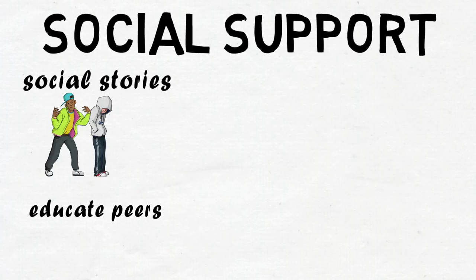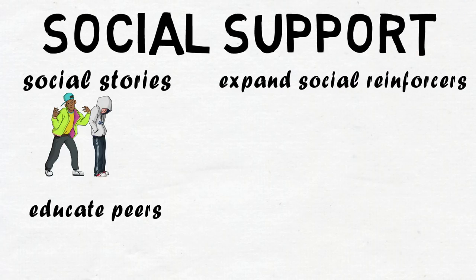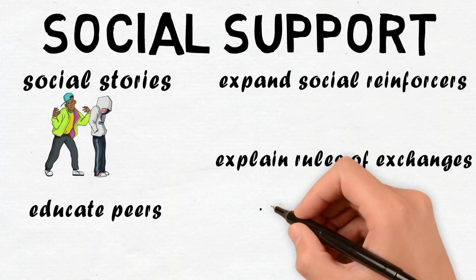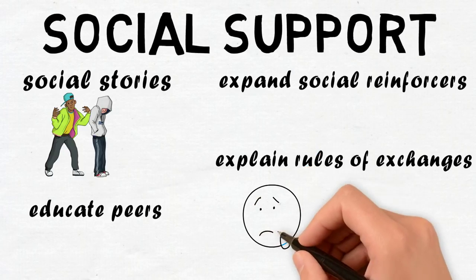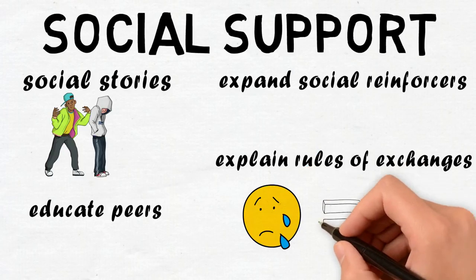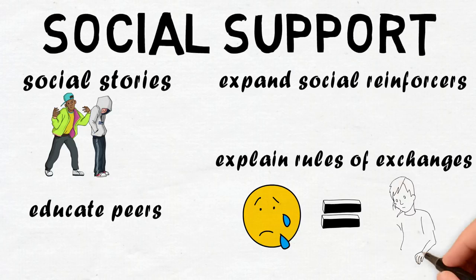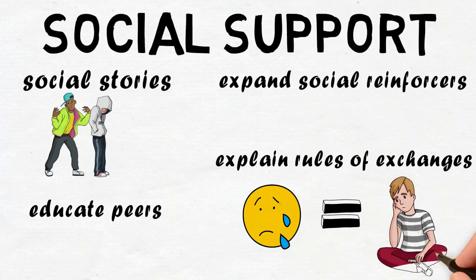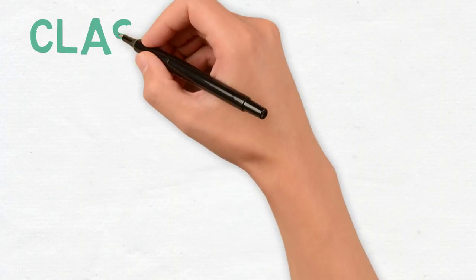Educate peers on what they might perceive as rude behaviors, as opposed to what the child with ASD is really trying to convey. Teachers should also work to expand social reinforcers and activities. Explain the rules of social exchange and work on labeling emotions. Teachers need to break down the components of the exchanges, rules, and emotions into verbal and nonverbal components.